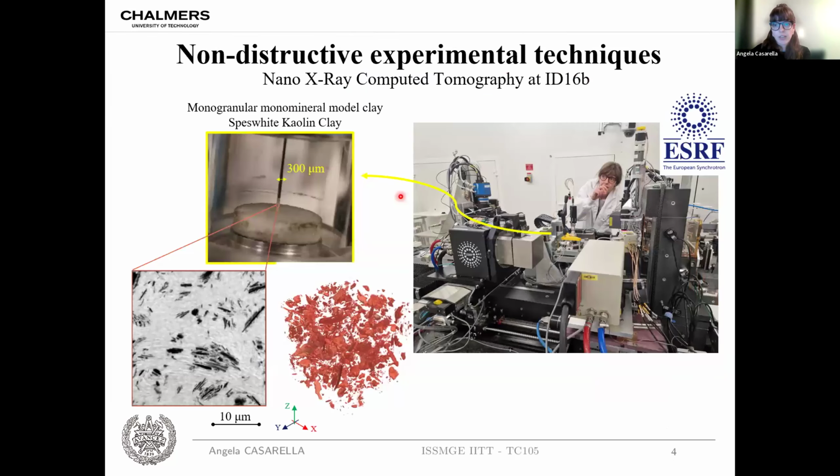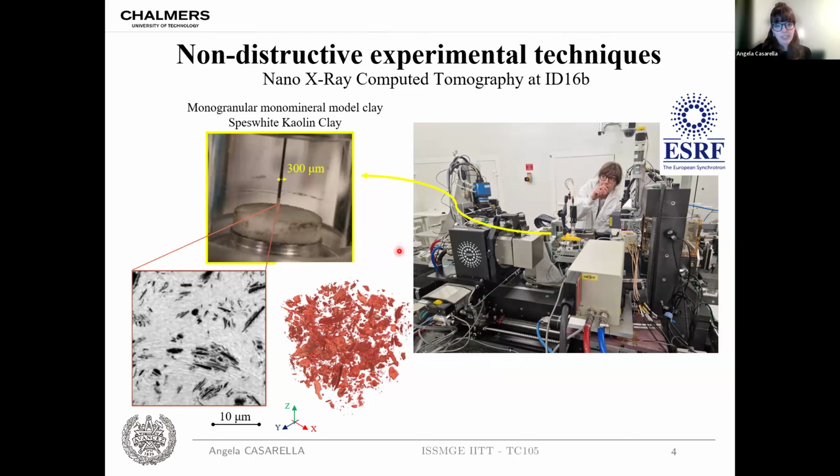So what can we do with respect to that? We have to go smaller, and to go smaller, we also need more energy. Meaning that first we have to reduce the size of our samples, but second, we also need a larger amount of energy, and that's why we need a synchrotron source. So what we did was go to ID16B, which is the nano beamline available at the European Synchrotron in Grenoble, France. And we tried to scan a granular monomineral model clay called speswhite kaolin clay, in order to see if we could resolve individual clay platelets.